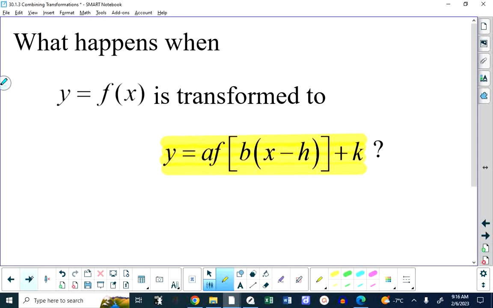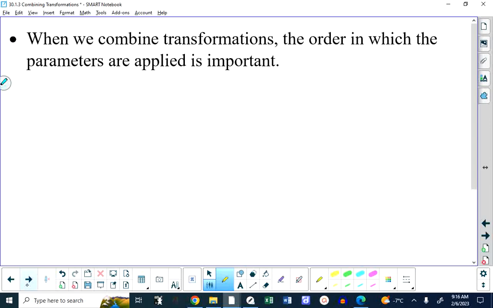So whatever effect h had on a function, it still has on this transformation, even though there are other things going on. Anything k did, anything we were taught that k does, still does it to the function. Same with a and same with b. But there's a catch to this. Well, there are a number of catches. The order in which we apply the effects of these four parameters a, b, h, and k is set in stone. Okay? It has to be done in a particular way when we follow this template.